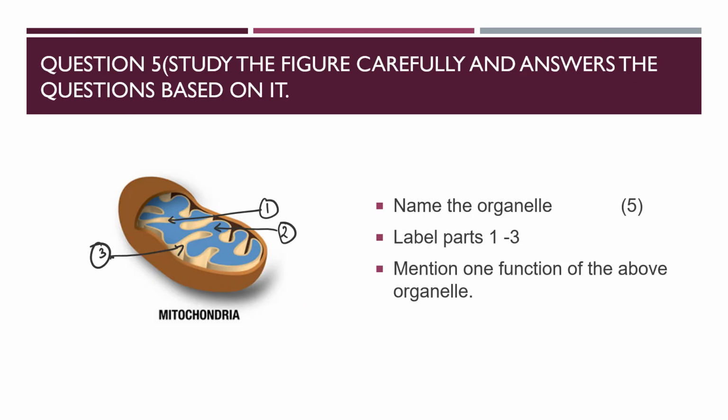Now here is a study the figure carefully and answer the questions based on it. So this is mitochondria, we all know, and we are supposed to label 1, 2 and 3. So name the organelle, label its parts 1, 2 and 3. Mention one function of the above organelle. So you are supposed to mention one function of mitochondria. Is it clear? So these are all picture study kind of questions.